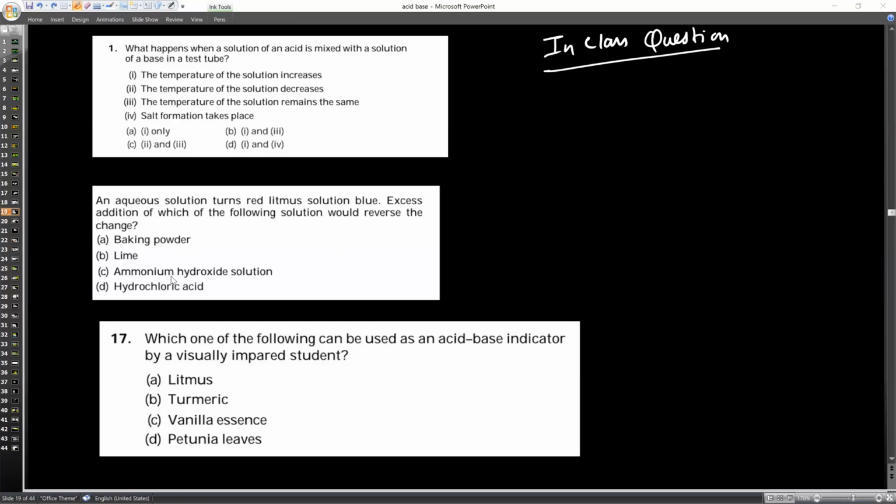Is it also acidic? No, it's basic. Yes, ammonium hydroxide is basic in nature. Okay, and acidic. So acid will add as hydrochloric acid.